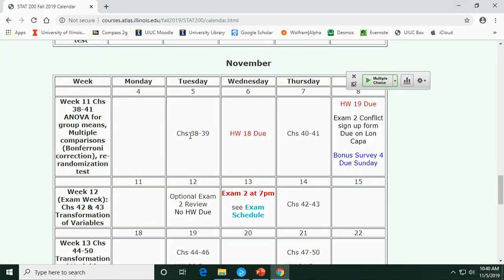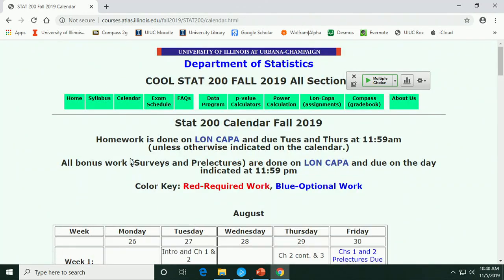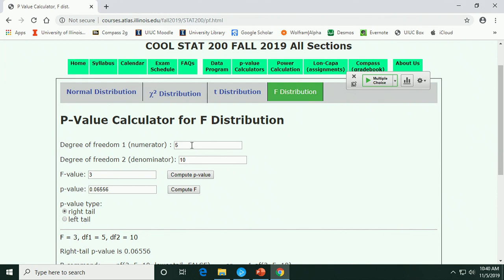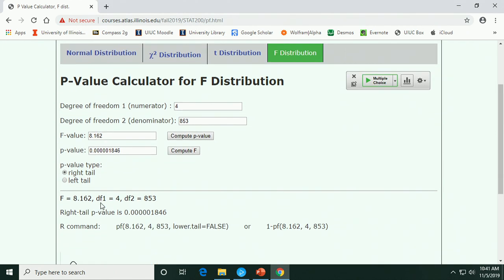Okay, so here we are. You just go to the calculator here, and we're going to go to the F distribution. And our degrees of freedom is 4 in the numerator, 853. And our F statistic was what? 8.162. So let's see what we got as a p-value. It's very small. Very tiny.